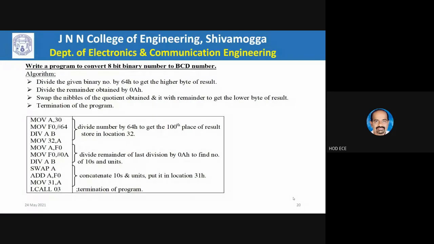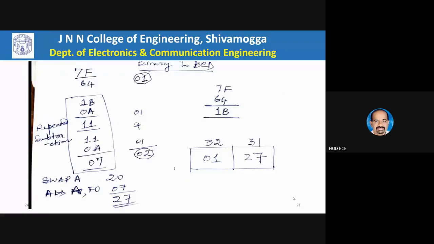The remainder of the division, you divide it by 0A to find the number of tens and units. Later, you have to concatenate the number of tens and units and put it in another memory location. This is the very simple algorithm. You can just see this example.